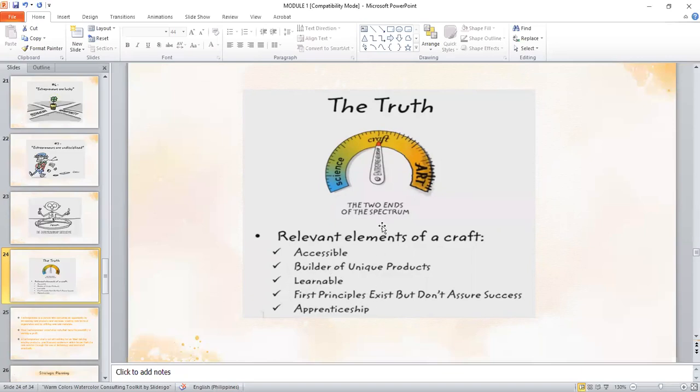So I have mentioned that already. Since it's a science, you learn it. You learn the process. First principles exist but don't assure success. So there has to be persistence. And everybody starts with this. At least this goes with anything. We always start at the bottom. We always start as an apprentice of somebody. Nobody becomes a learned scientist right away when born. So they became apprentices of somebody who is ahead of them or who learned ahead of them.